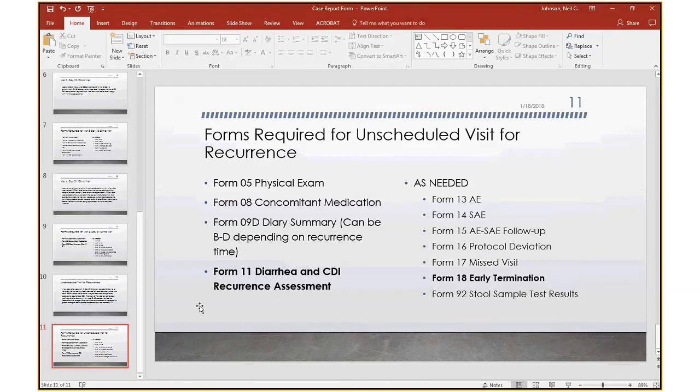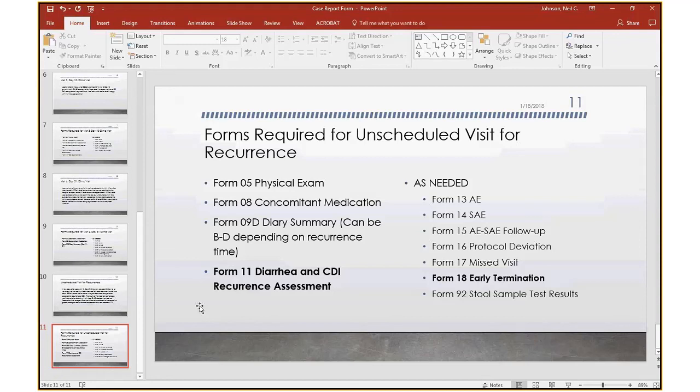Forms required for an unscheduled visit for recurrence. Form 5, physical exam. Just in regards to Form 5, past day 10, the physical exam is not required if the LSI determines that there is no reason to continue it based on the patient's condition. Though if there is anything that should be examined, it should be continued at all the scheduled times.